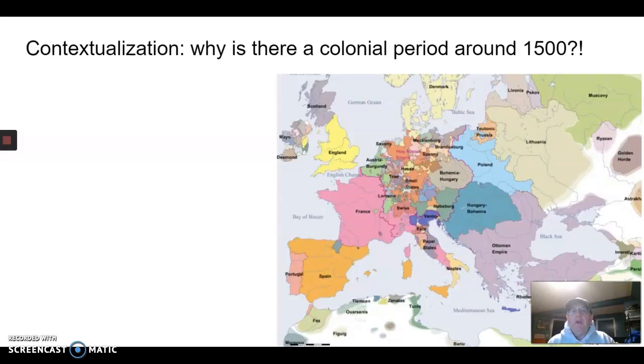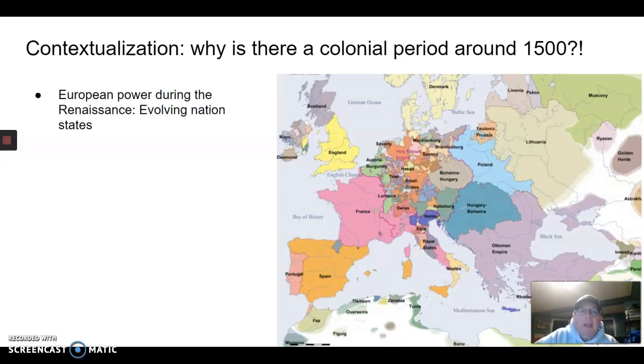Okay, so let's talk about this early colonial period. Why do we even have a colonial period? Because what we have here is a map of Europe, not the US or America. Well, that's because the colonial period is inspired by Europe, of course. European powers during the Renaissance were these evolving nation states like England, France, Spain. Those are the big ones there.